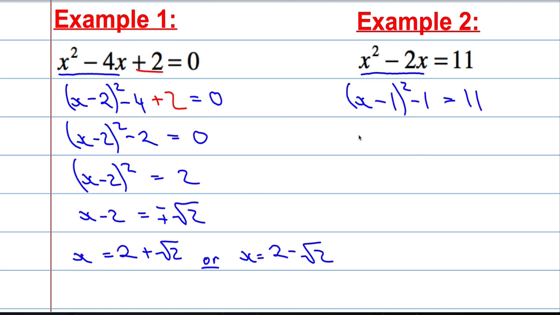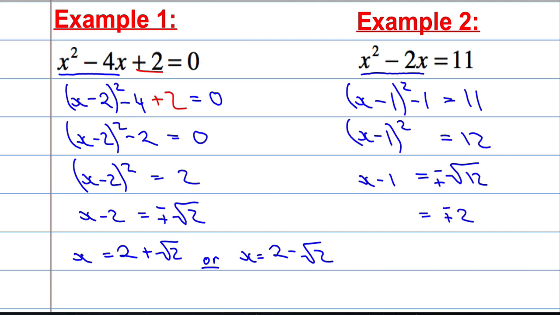Next stage, I'm going to add 1 to both sides. So we get (x minus 1) squared equals 11 plus 1 is 12. Then we're going to take the square root of both sides. And we get x minus 1 equals the square root of 12. Do remember that's plus or minus. Now this is in surd form, so we can actually change this a little bit. You might remember from the video on surds that the square root of 12 is the same as 2 root 3. So we get x minus 1 equals plus or minus 2 root 3.